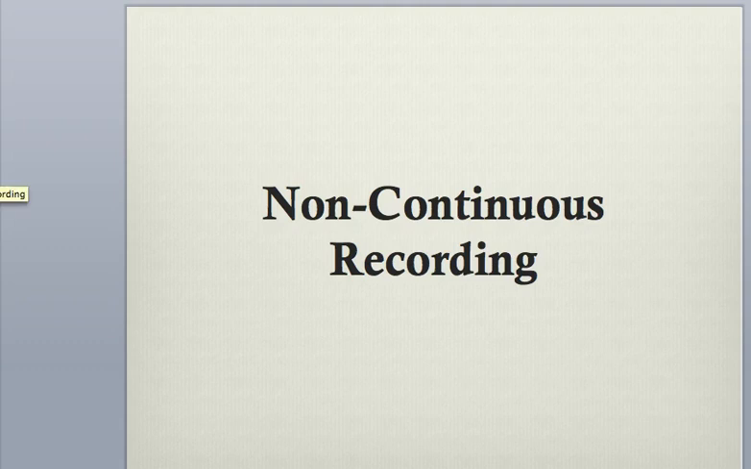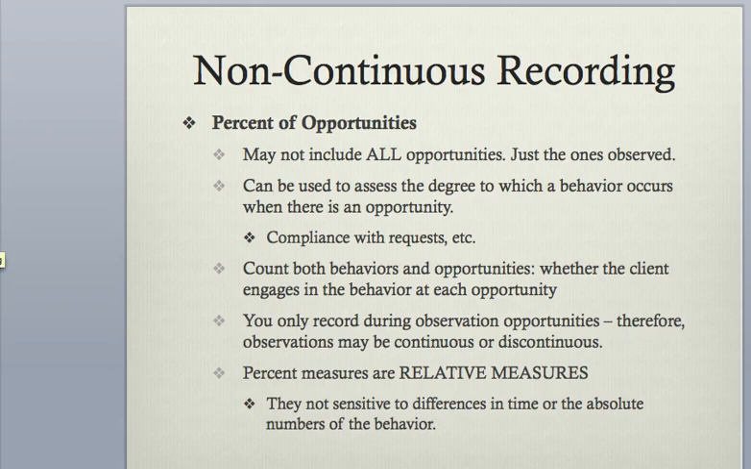Okay, so that's just an example. Let's look at non-continuous recording. Non-continuous recording, probably the most common and the easiest one to do is percent. Percent of opportunities is a measure that we can do. And so just a few things that you should know about percent of opportunities and when you're gathering data this way. First of all, it may not include all opportunities. You're only going to count the ones that you've observed.